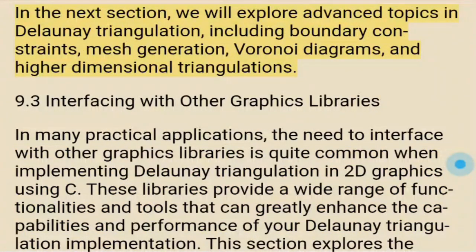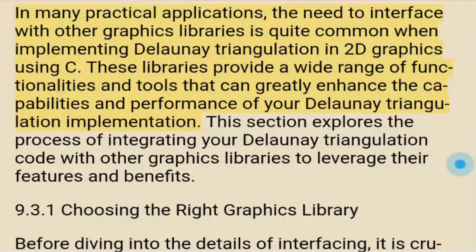In the next section, we will explore advanced topics in Delaunay triangulation, including boundary constraints, mesh generation, Voronoi diagrams, and higher dimensional triangulations. 9.3 Interfacing with other graphics libraries. In many practical applications, the need to interface with other graphics libraries is quite common when implementing Delaunay triangulation in 2D graphics using C.